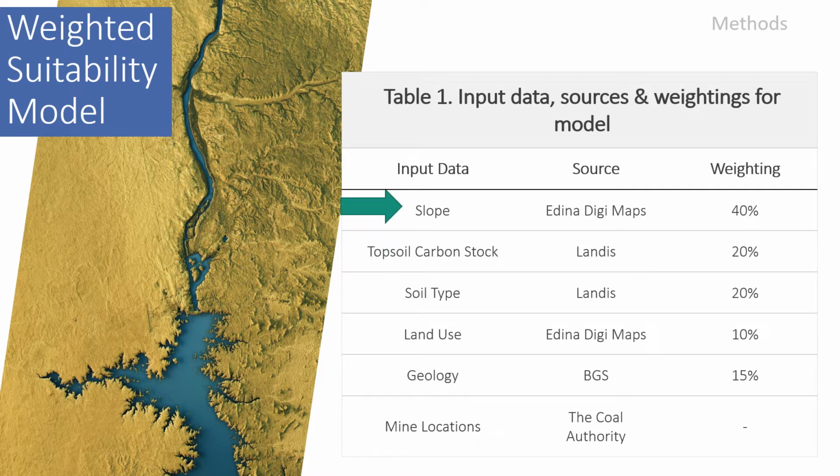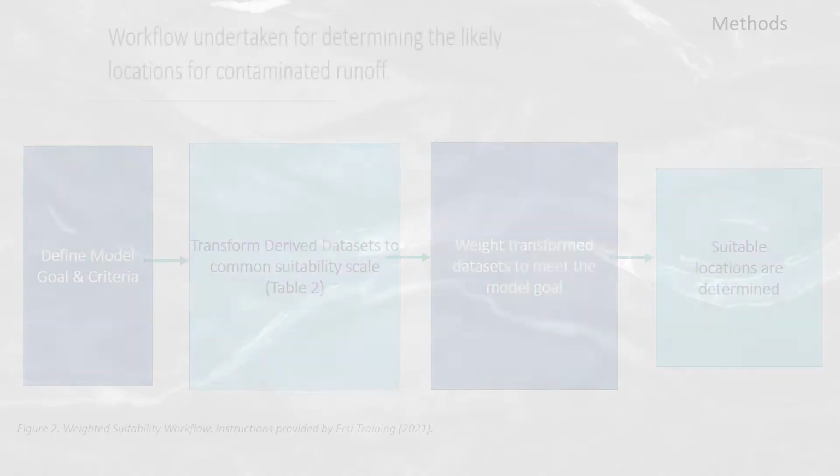Slope has been identified as the most significant variable influencing runoff and has a weighting of 40%. The other variables are topsoil carbon stock, soil type, land use, and geology in order of decreasing significance.